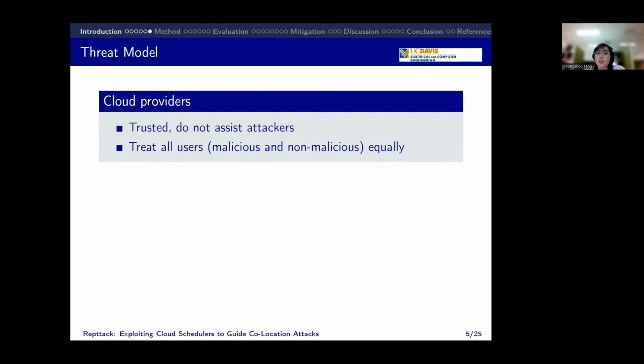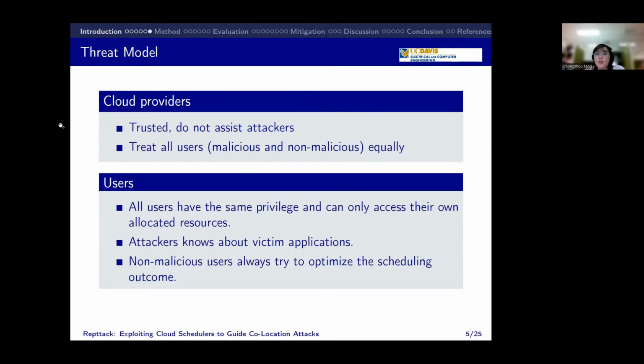In this work, we assume cloud providers are trusted, which means they will not assist attackers. We assume cloud providers simply treat all users equally and schedule applications submitted by users according to the resource situation in the cluster and user specified requirements. We assume users are all equal, no matter malicious or not. They all have the same privilege and can only access resources that are assigned to them. That is to say, the actions attackers can take are limited to the same set as normal users.